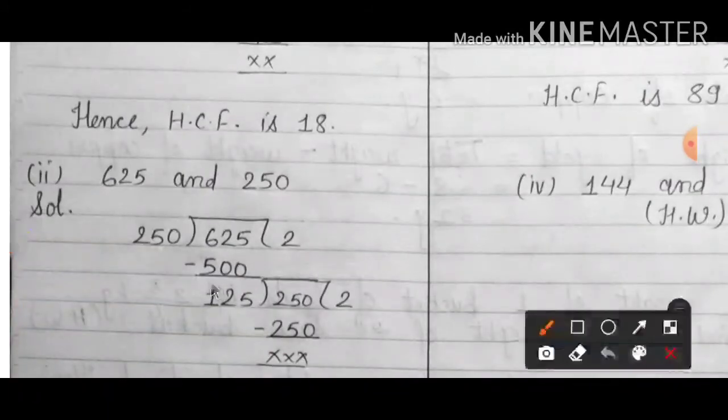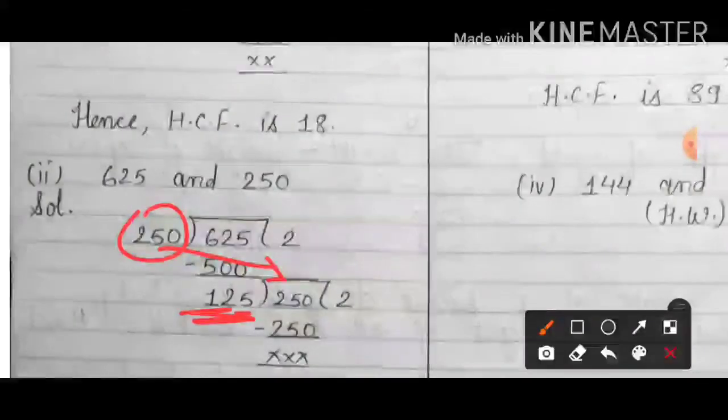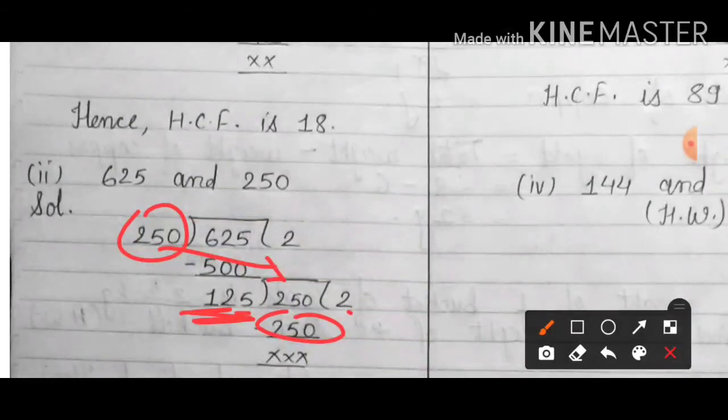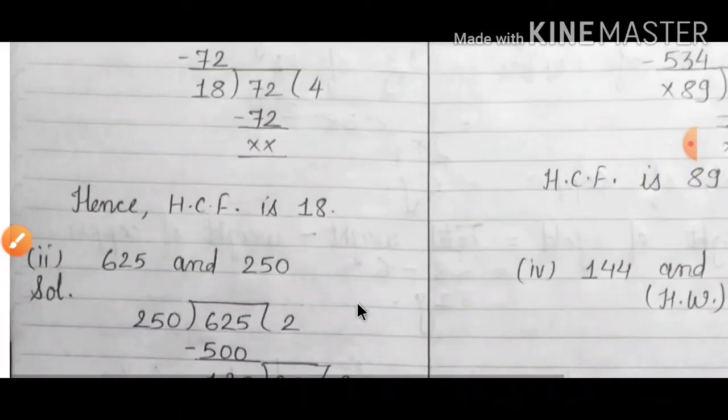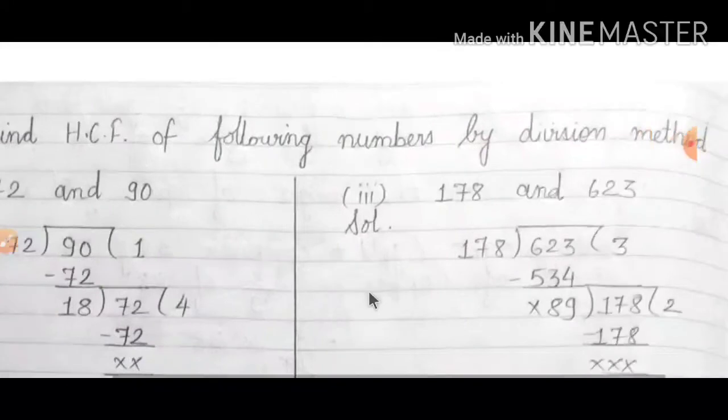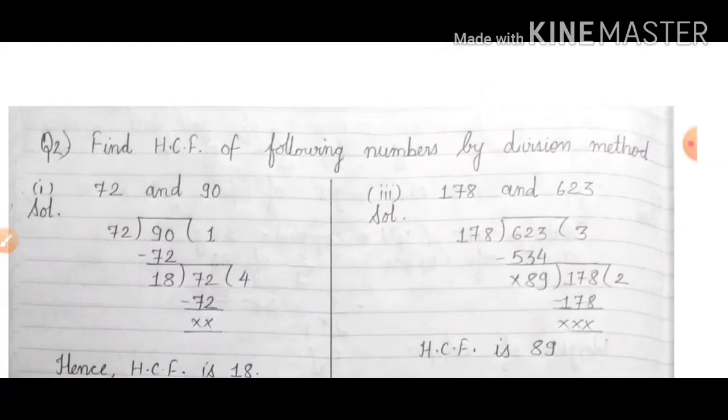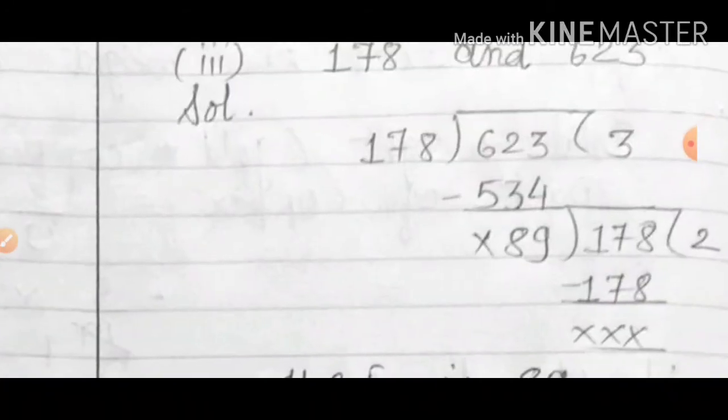Now you have to divide the first divisor by the first remainder. Now this 250 will come inside. So you can see that 125 2s are 250, and if you minus this, the remainder is 0 here. It means 125 will be the HCF of 625 and 250. So HCF is 125. Now third one, 178 and 623. So 178.